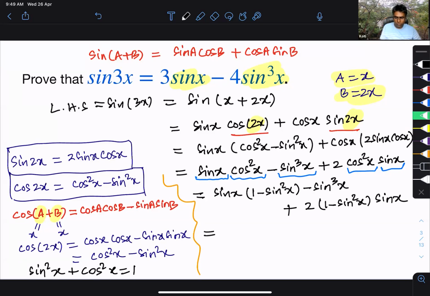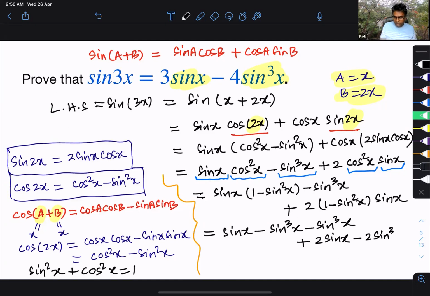So sin into 1 is sin x minus sin into sin square x, so you have sin cube x, minus, you have a sin cube x here. And then plus, look at this carefully, I have a 2 sin x into 1. So that is 2 sin x minus 2 sin x into sin square x. So that will be 2 sin cube x.